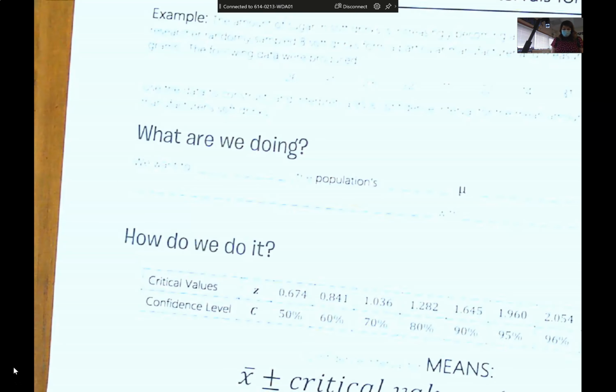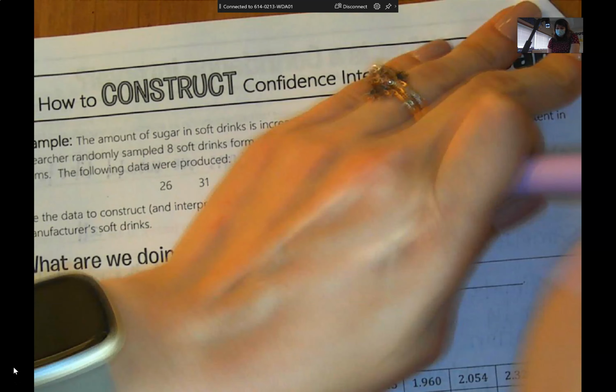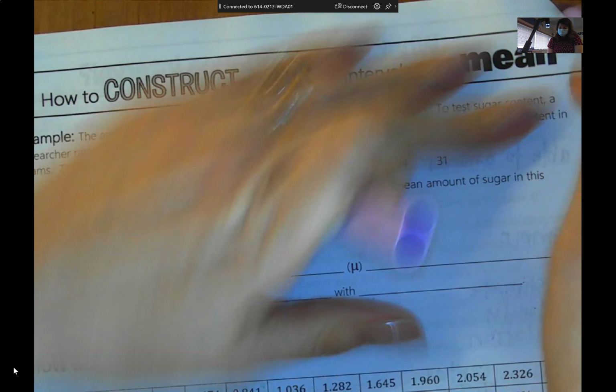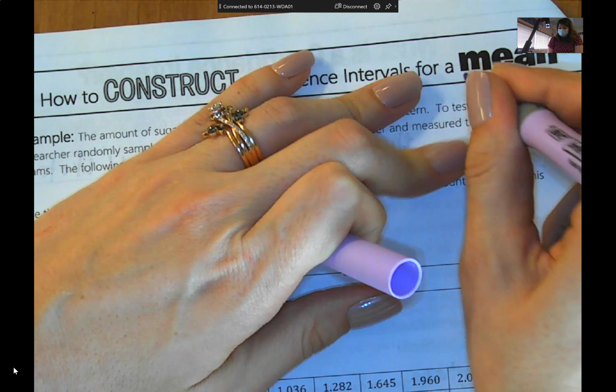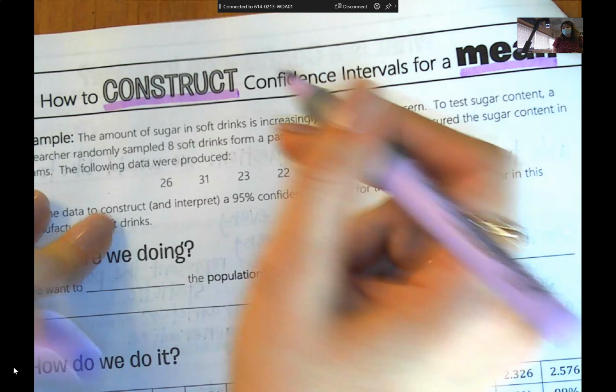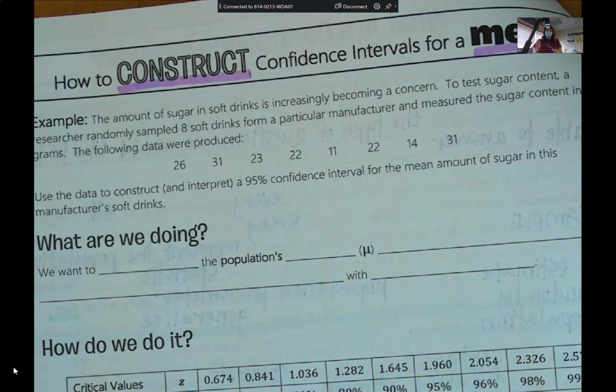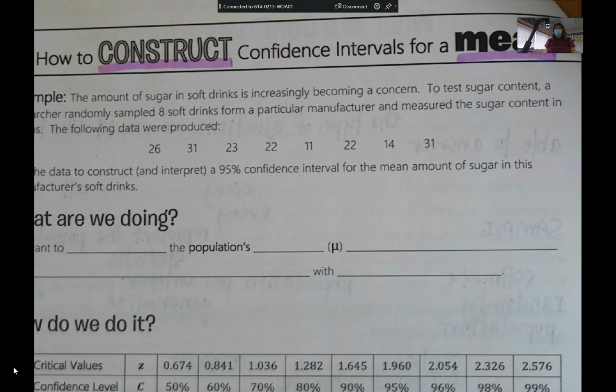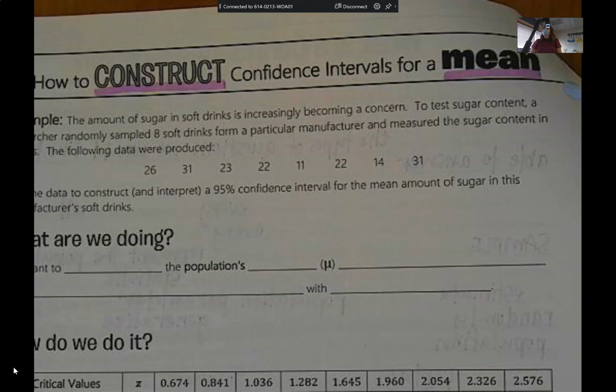The first thing that we're going to look at is confidence intervals for a mean. So remember, I was telling you that our two most common statistics are mean and proportion. So the first part of our lesson is focusing on the mean of a sample, or the average of a sample.